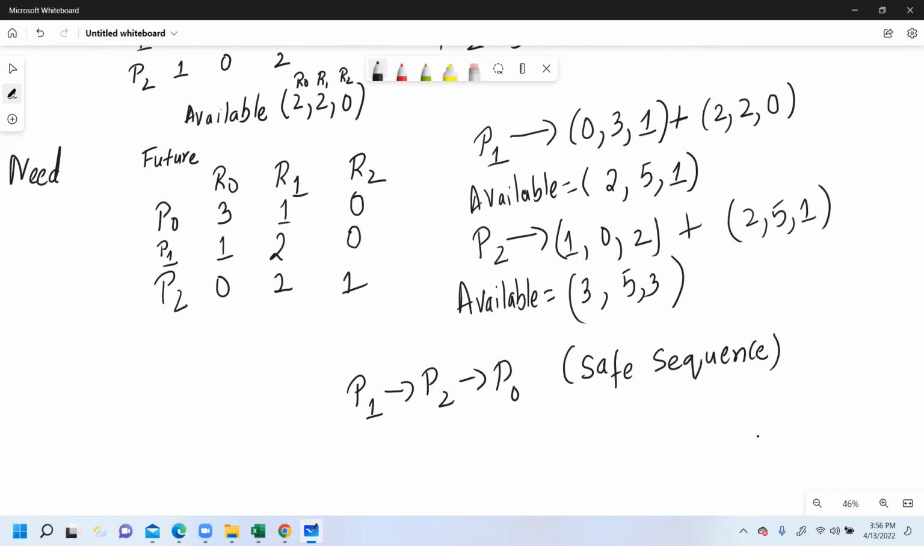You may find other safe sequences. In this particular example, I think there is only one safe sequence, or maybe two. With initially 2, 1, 0, if you go in that order, I think you can also have another safe sequence. So the banker's algorithm is going to try all possible sequences, and if it can find at least one safe sequence, it is going to execute the processes in that order. Is this clear? Any questions on it?